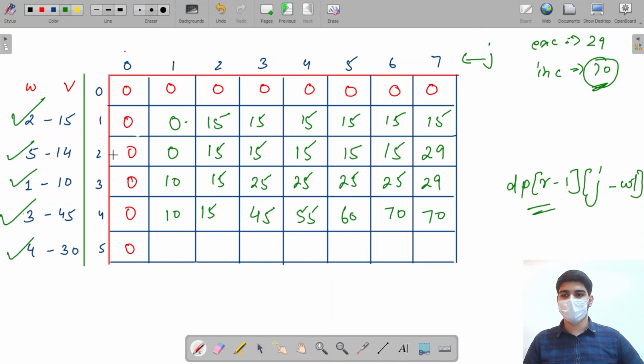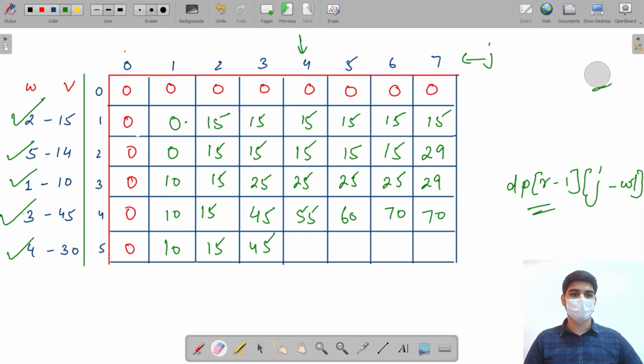And the very last item could only be included after this point, right? Because before this, the capacity is smaller than the weight itself. That means it can only be excluded in these three parts. Now, when the capacity is 4, I can either include myself or exclude myself again. So if I exclude myself at this point, I would get 55 as value. And if I include myself, I would get 30 as value, right?